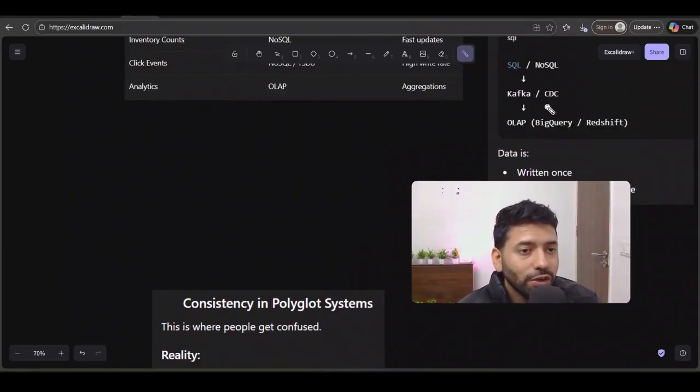Correct, so similar to what we discussed here, when you make a write operation in your OLTP like SQL or NoSQL, of course there will be strong consistency in it, but that data won't be immediately visible in the OLAP related database. That would come after some time, right? Because it has to consume the events from Kafka or CDC, that would take some time. So there is eventual consistency between the different databases, but within the specific database, there would be strong consistency.